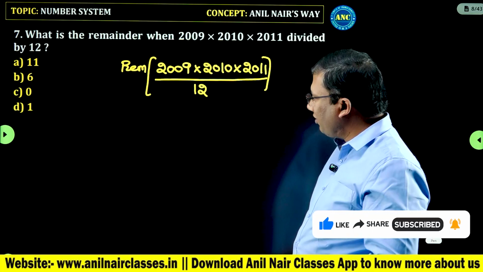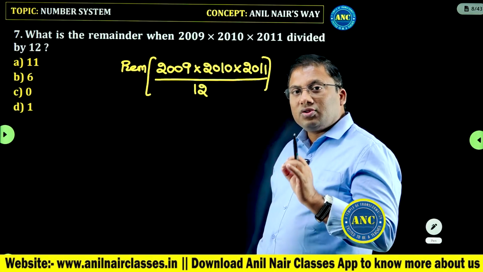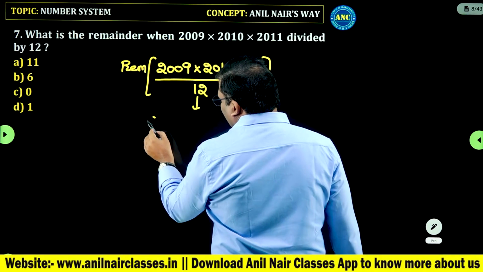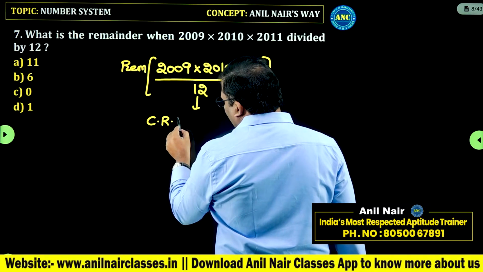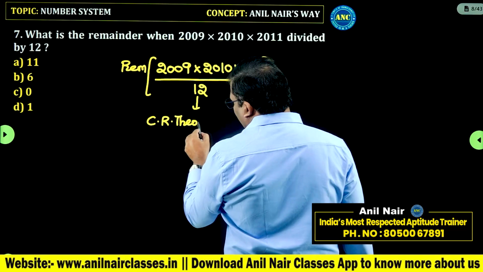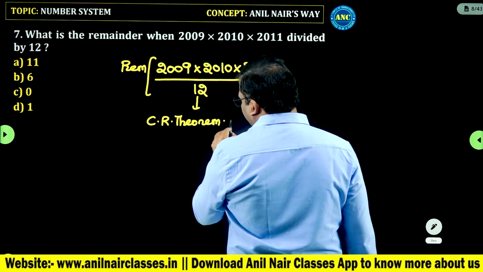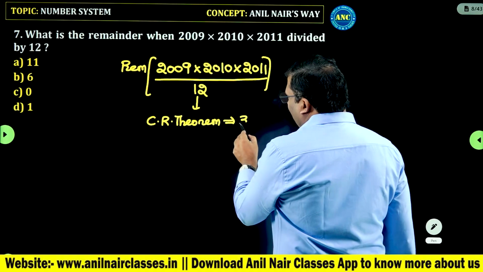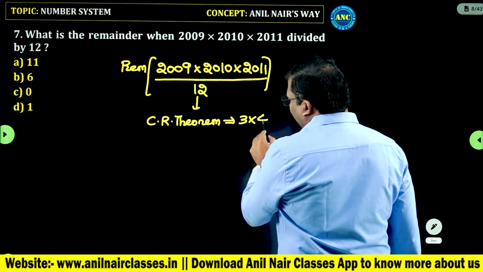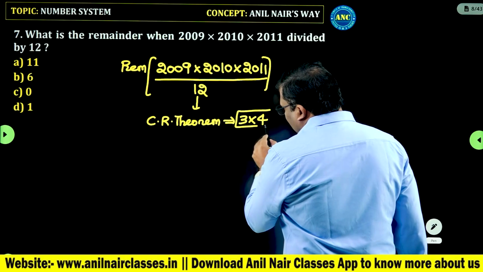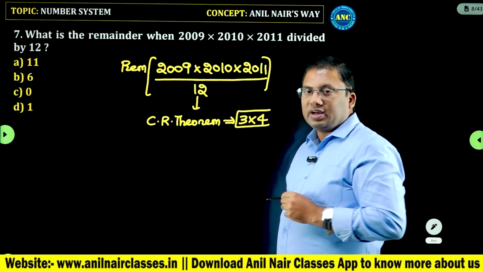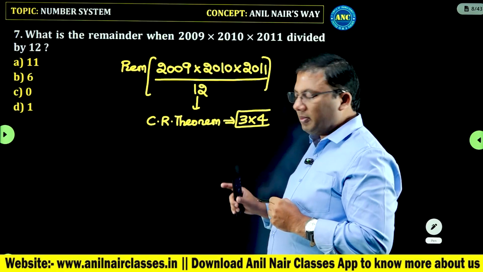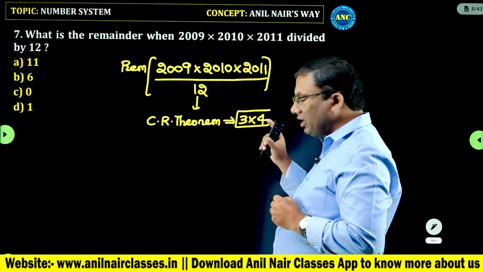Now, if you observe carefully, the best way to solve this kind of question is to use the Chinese remainder theorem. The Chinese remainder theorem states: if there is 12, write this 12 as a product of coprimes. 12 is 3 into 4. That means first divide the numerator by 3, then divide the numerator by 4.